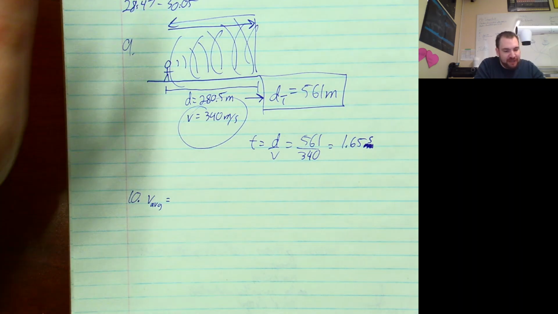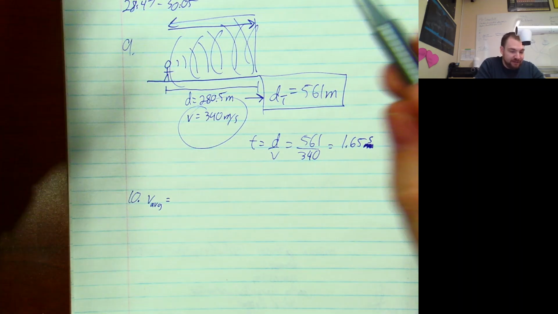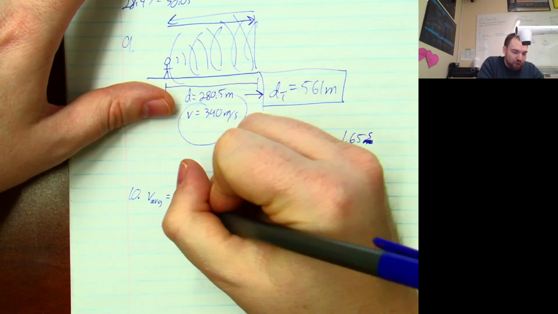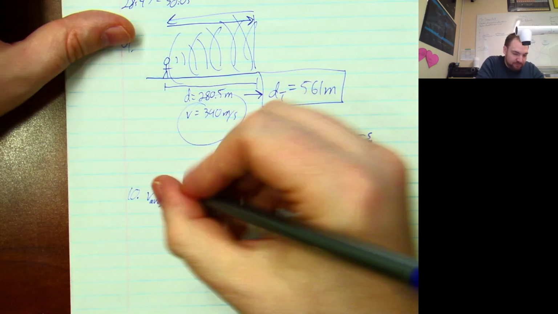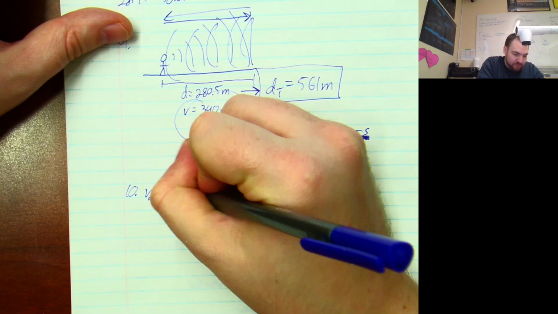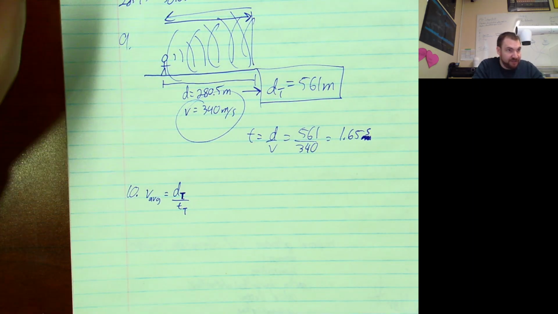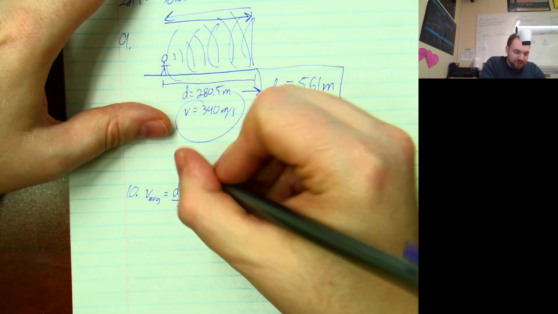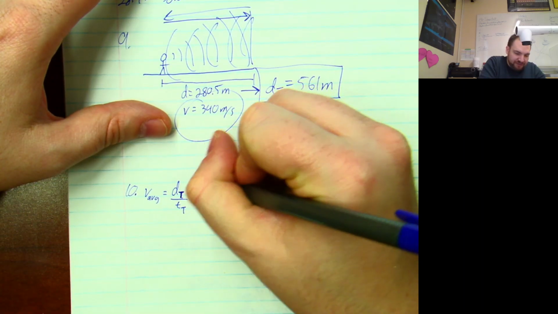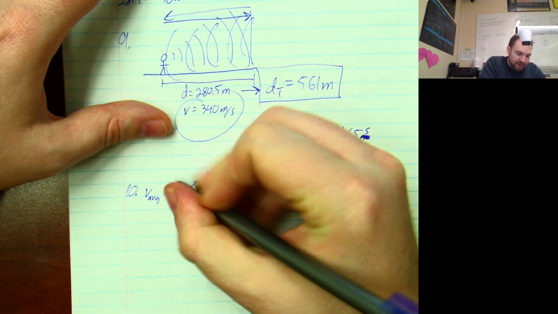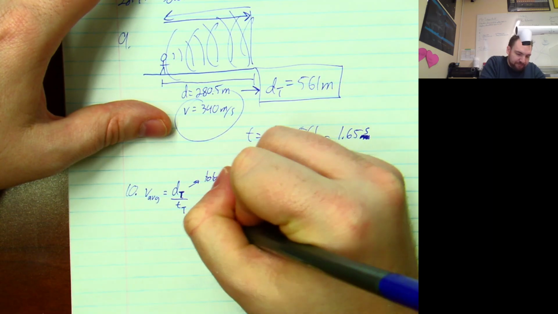It asks for speed, which means we need total distance traveled over total time taken. So speed, not velocity. Velocity would be 0. So this here is total distance. This is total time.